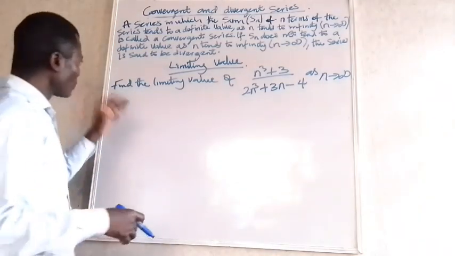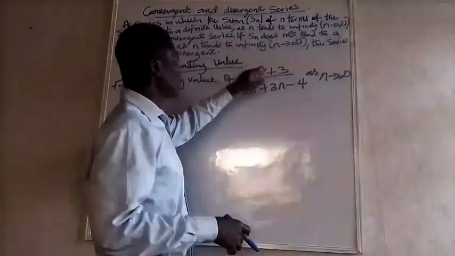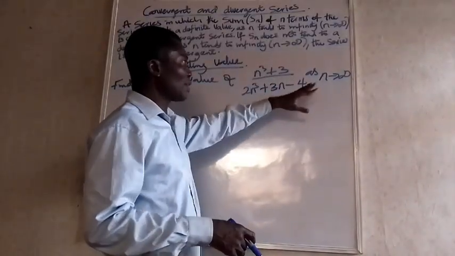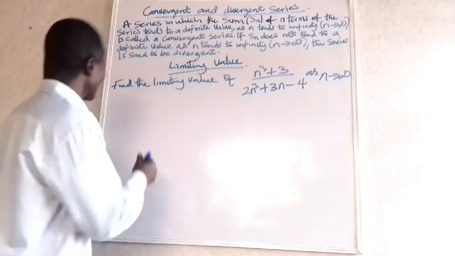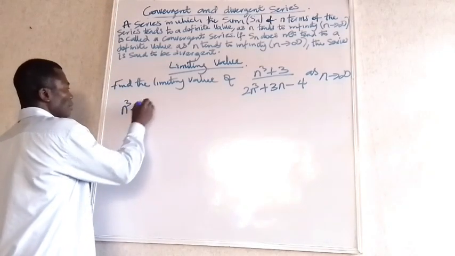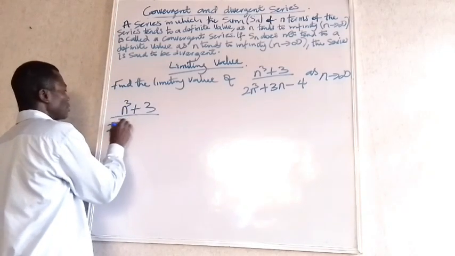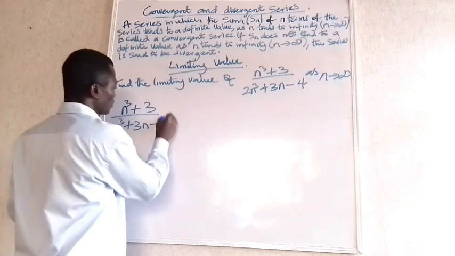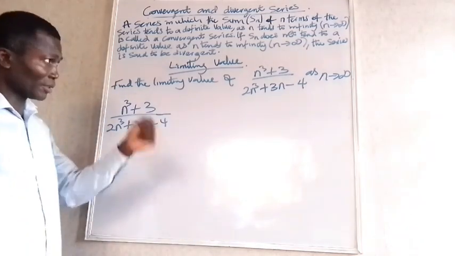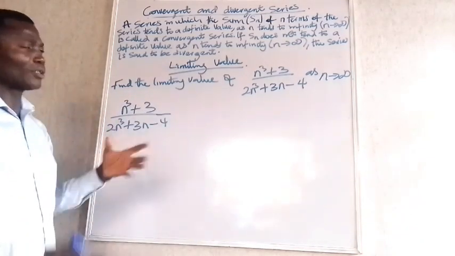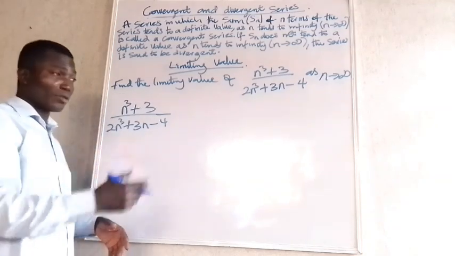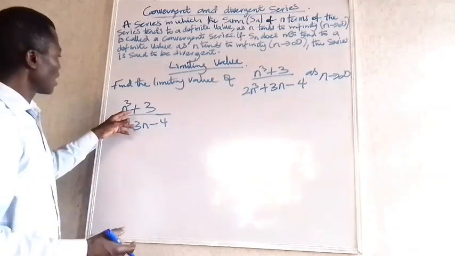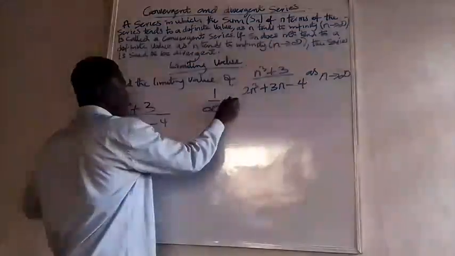Now look at this question. Find the limiting value of n cubed plus 3 over 2n cubed plus 3n minus 4 as n tends to infinity. Now let's look at it. You have n cubed plus 3 divided by 2n cubed plus 3n minus 4. Because we are talking about infinity, the only time you can have a reasonable value when n is at infinity is when we have it as 1 over infinity. I told you before that 1 over infinity is 0.